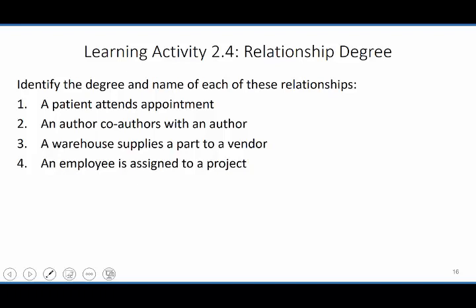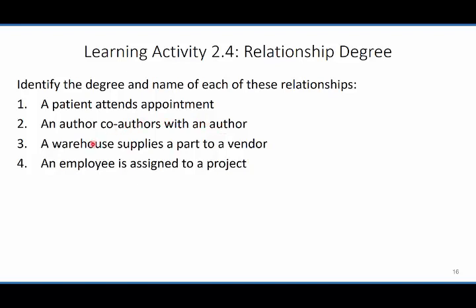Alright, welcome back. So a patient attends an appointment is a binary relationship because we have two entities, patient and appointment. The name of the relationship is attends. That's the verb that describes the relationship. In the second one, we have author and author. So author co-authors with an author. So this is an unary relationship, and co-authors would be the name of this relationship.